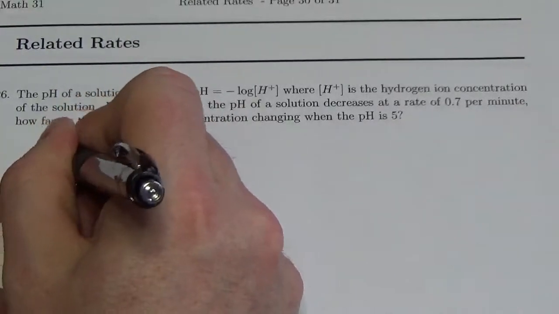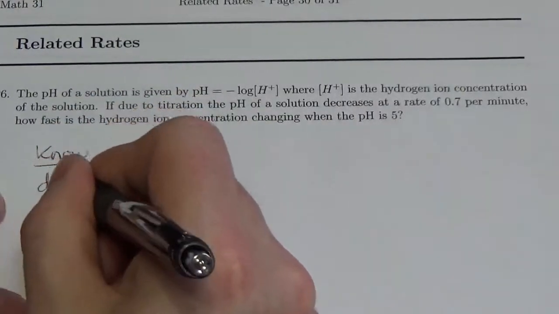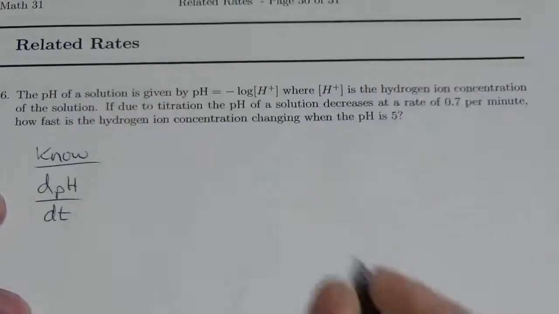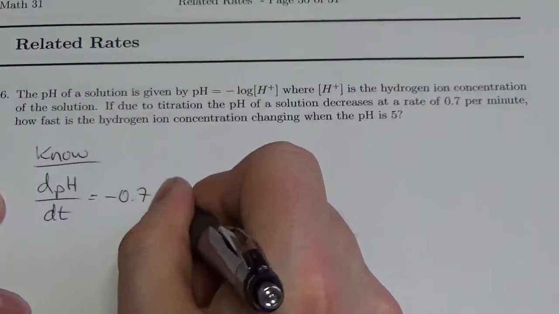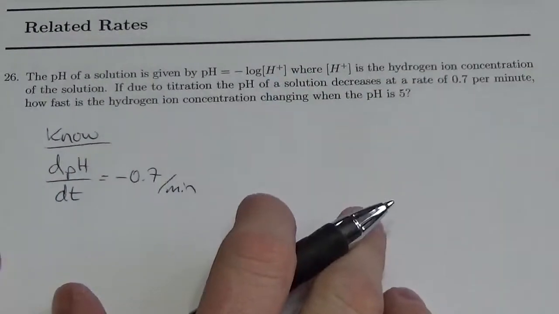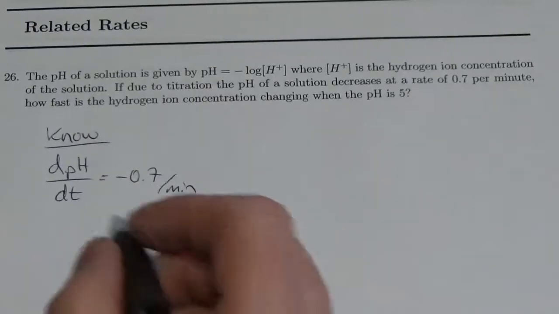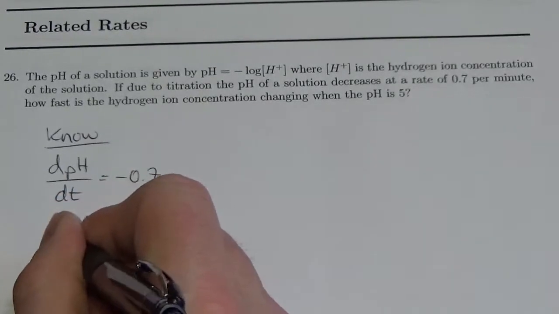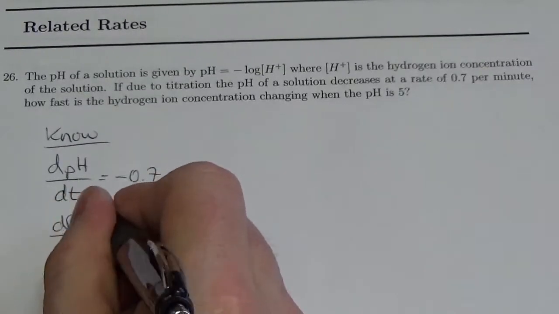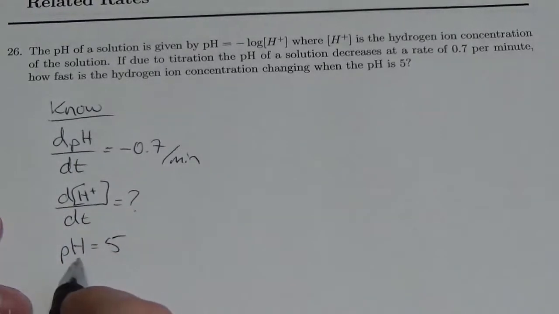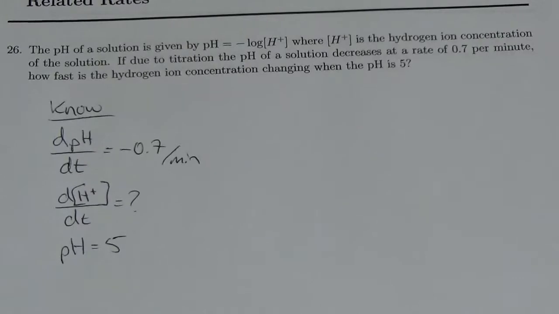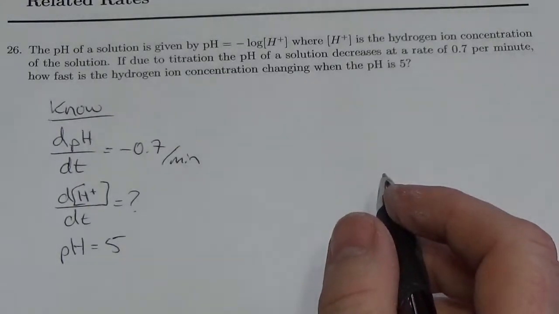Okay, so what do we know here? Well, we know that the rate of change of the pH is going to be negative 0.7 per minute. Okay? So then the question is, how fast is the hydrogen ion concentration changing? Okay, so we want to know what that is when the pH is equal to 5. Now I suspect, again, and I've given you information like this, that I'm probably going to have to figure out what the hydrogen ion concentration is at that particular moment before I can finish the question. Now, I don't know that for sure though, so let's dive right in.